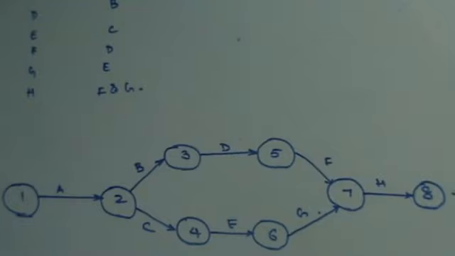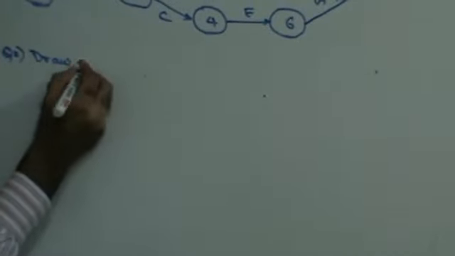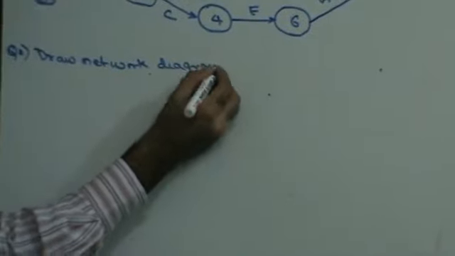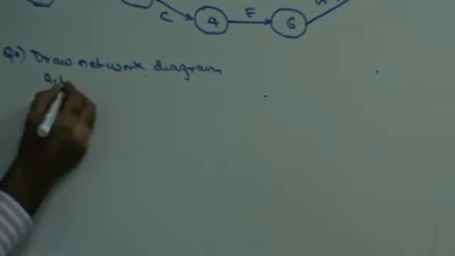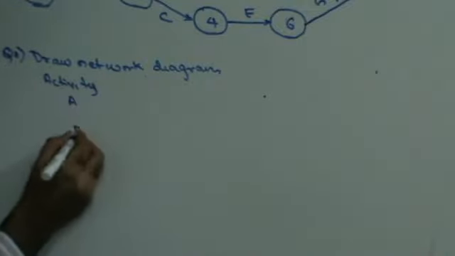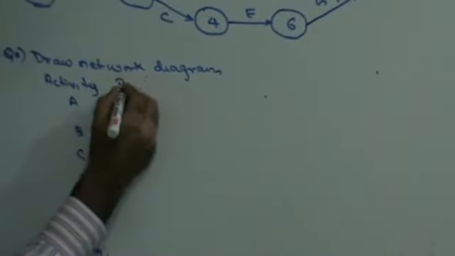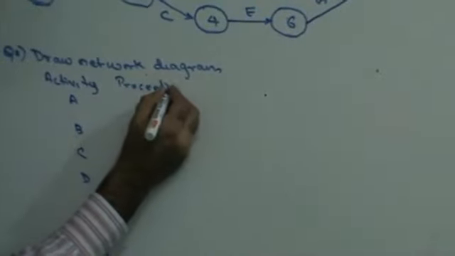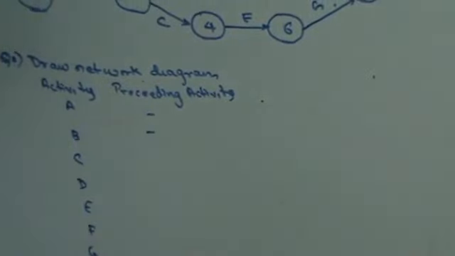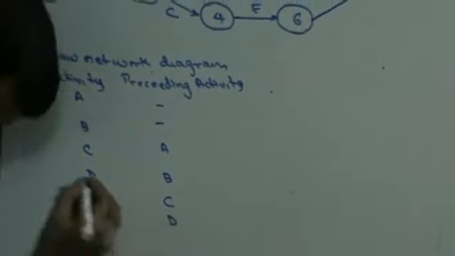Let's show you another sum like this, guys. Question: draw network diagram. Activities are given to you as A, B, C, D, E, F, G. Preceding activity: blank, blank, A, B, C, D, E and F.